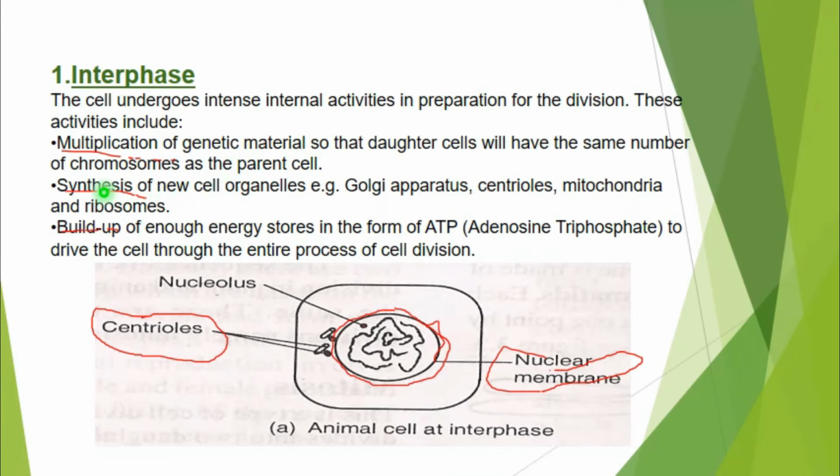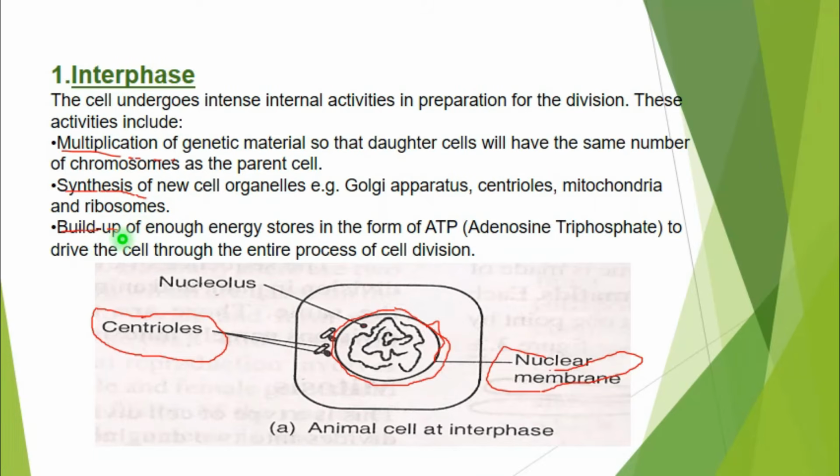Another activity that occurs during interphase stage is synthesis of new cell organelles. What does the word synthesis mean? Synthesis means production of new cell organelles. These cell organelles include Golgi apparatus, the centrioles, the mitochondria, and then the ribosomes.